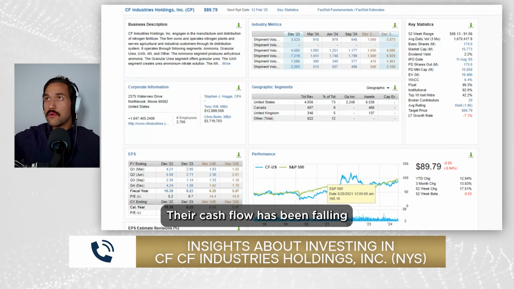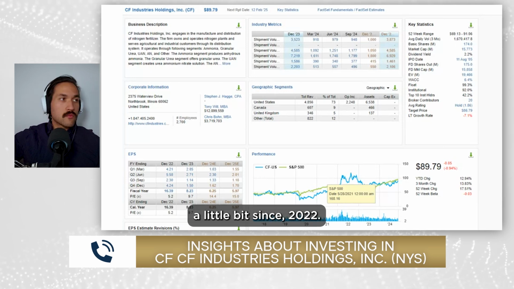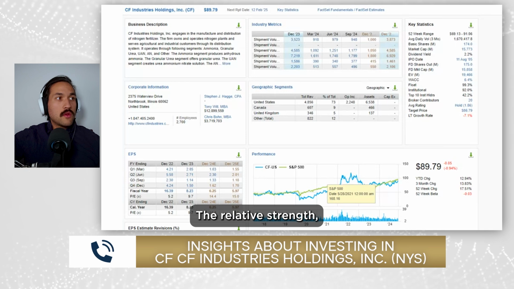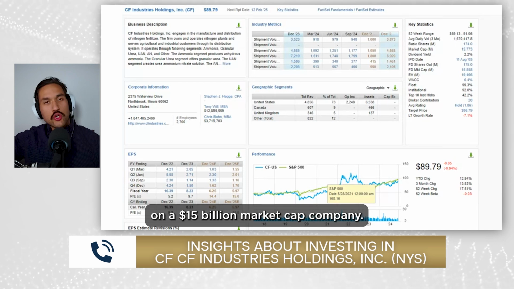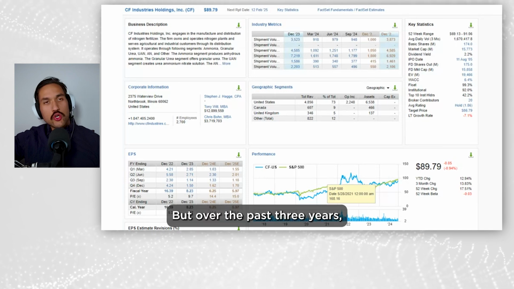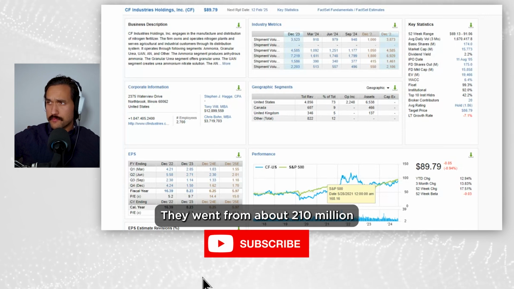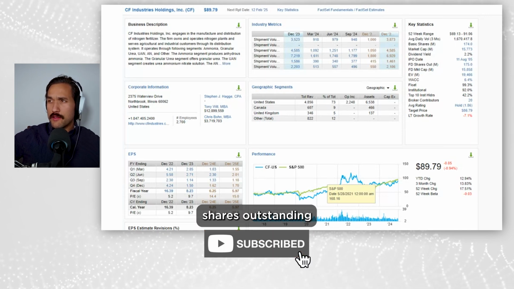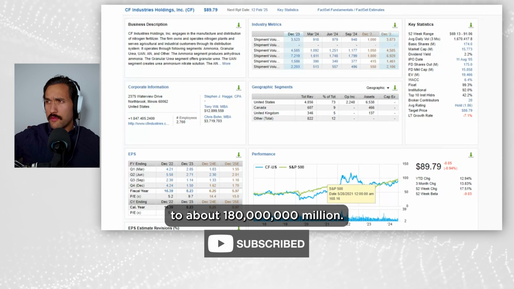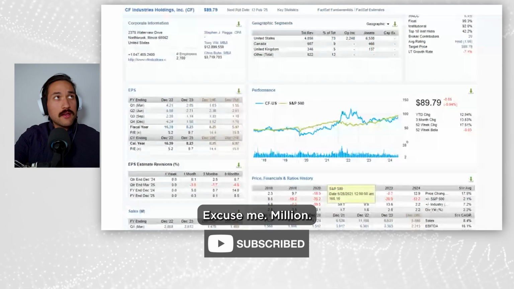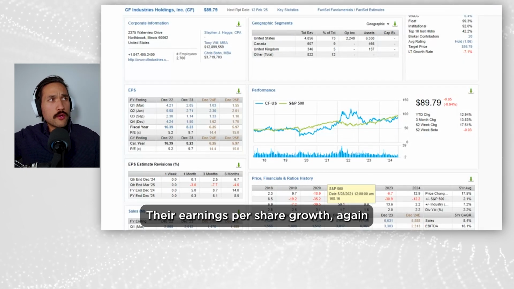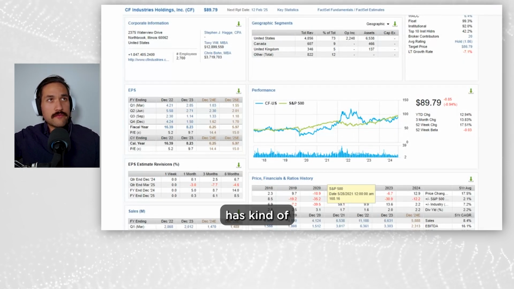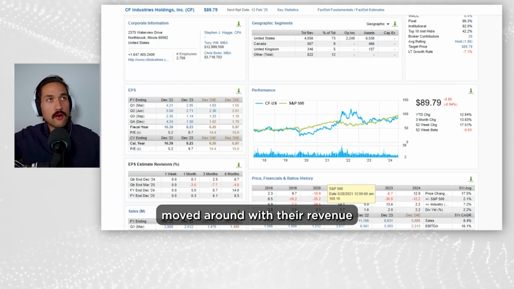Taking a look at their cash flow, it has been falling a little bit since 2022. The relative strength looks kind of weak right now. They have about 3.2 billion in debt on a $15 billion market cap company. But over the past 3 years, they've been buying back shares, right? They went from about 210 million shares outstanding to about 180 million as of the most recent quarter.